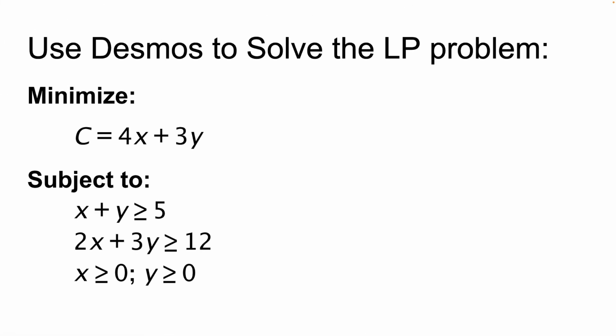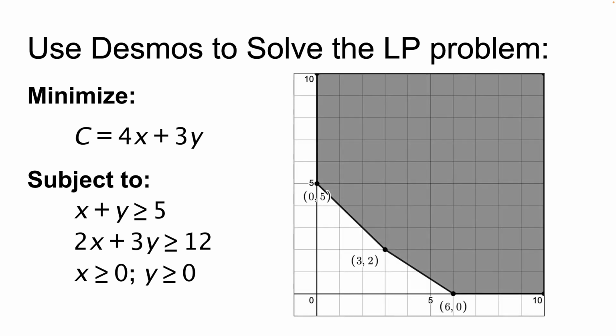To summarize, we used Desmos to solve the linear programming problem, where we wanted to minimize the function c = 4x + 3y, subject to 4 constraints. We used Desmos to draw the feasible region. We observed that the feasible region was unbounded. This means that no maximum value was going to occur, but if there was going to be a minimum value, it would occur at one of the 3 corners. We evaluated the objective function at the 3 corners to find our solution.